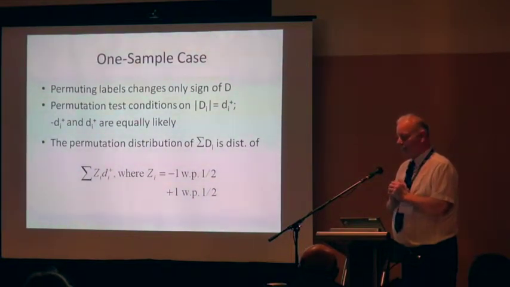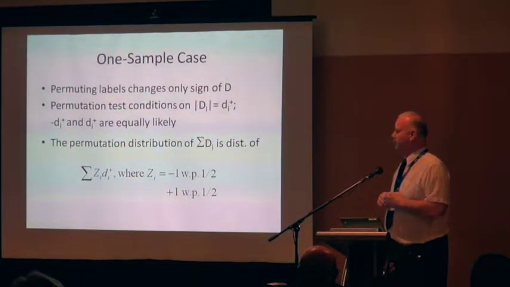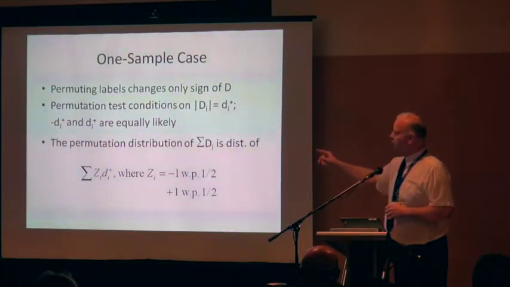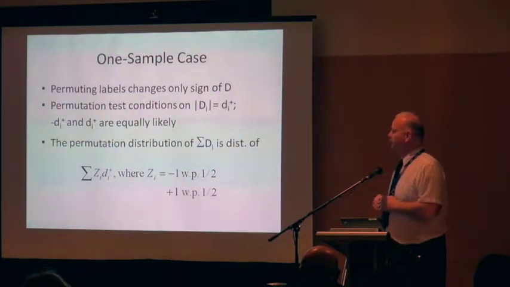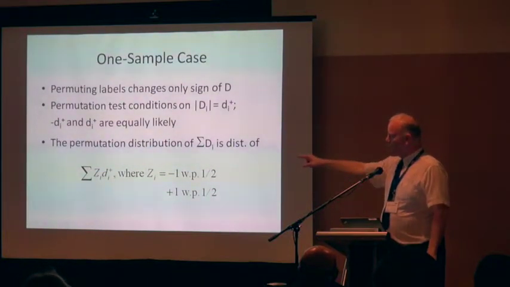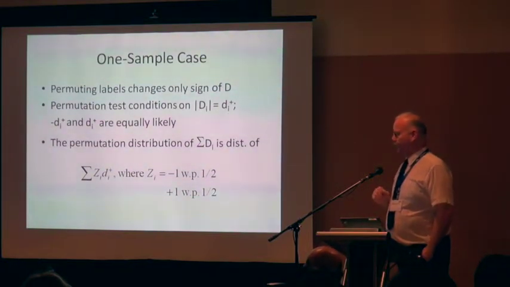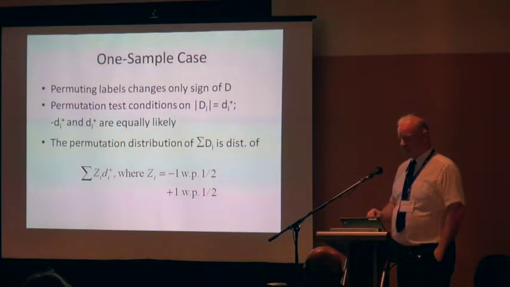And so we can think then about the permutation test as conditioning on the absolute value of the difference, which I'm calling D_i plus. And in that case, minus and positive D_i plus are equally likely under the permutation distribution. So if we look at the permutation distribution of the sum of the differences, that's just the distribution of the sum of Z_i times little d_i plus. Remember, we're conditioning on the absolute value of the difference, that is little d_i plus. The only thing that is random here are the Z's, which are -1 or +1 with probability 1/2.